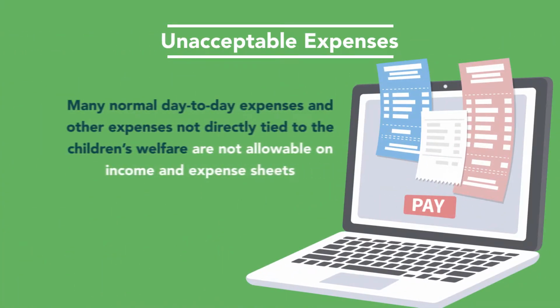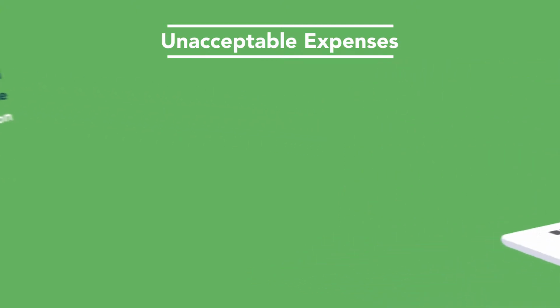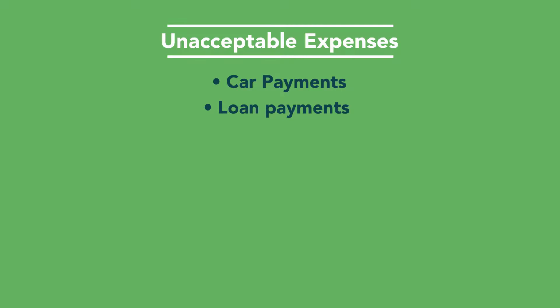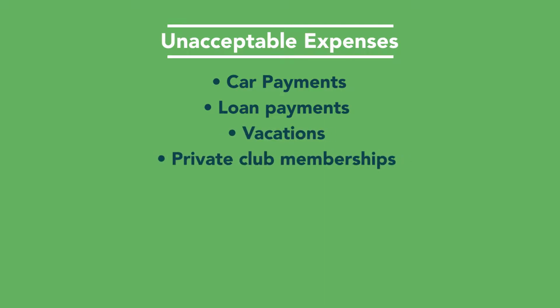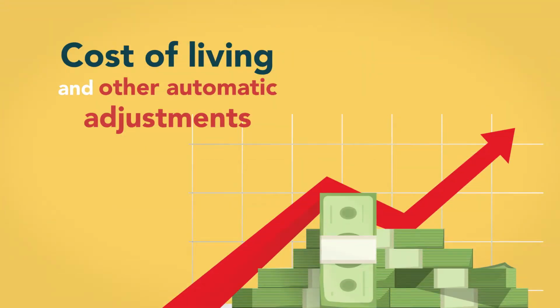Unacceptable expenses. Many normal day-to-day expenses and other expenses not directly tied to the children's welfare are not allowable on income and expense sheets. These can include car payments, loan payments, vacations, private club memberships, anything that does not directly benefit the child. Cost of living and other automatic adjustments.